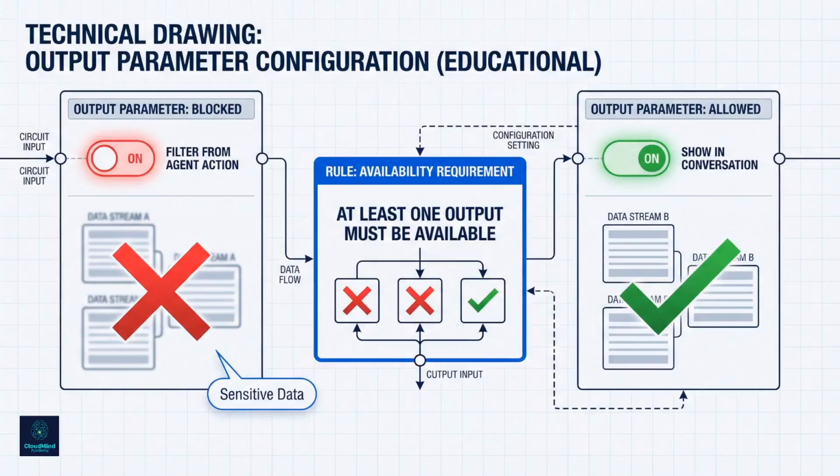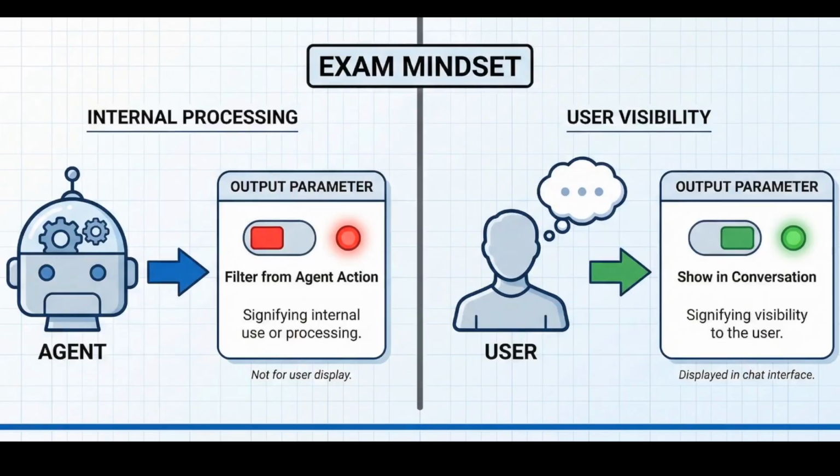Next is show in conversation. This setting decides if an output parameter is included in the agent's final response. Again, at least one output must be available to show. Filtering decides what the agent can use. Show in conversation decides what the user can see.